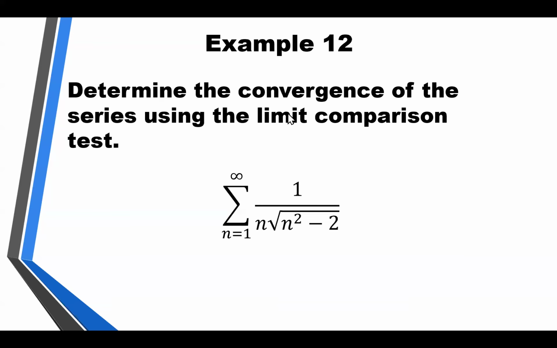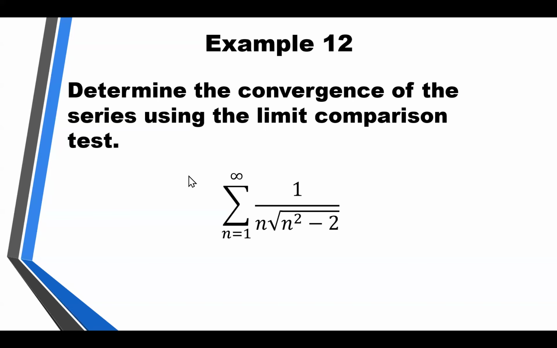Let's do another example. And as always, if you want to try this on your own, feel free to try this on your own. In this example, we have a series which is 1 over, and in the denominator, we have n times the square root of n squared minus 2, summed from 1 to infinity.